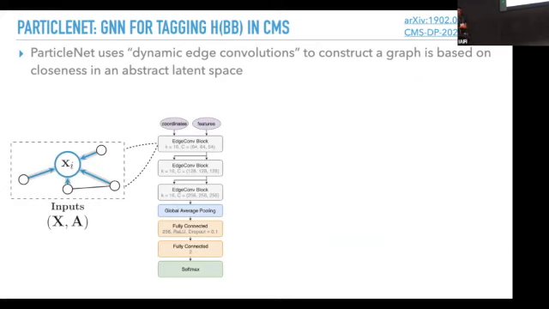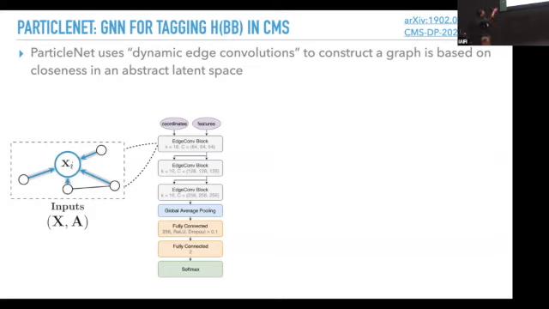Okay, so what particular GNN do we use? We use a GNN called ParticleNet. If you're familiar with the dynamic graph convolutional neural network, or DGCNN, it's very similar. It uses the same underlying architecture. Basically, it uses dynamic edge convolutions to construct the graph based on closeness in some abstract latent space. So what does this mean? I'll walk through this briefly because I think it's good to think about.